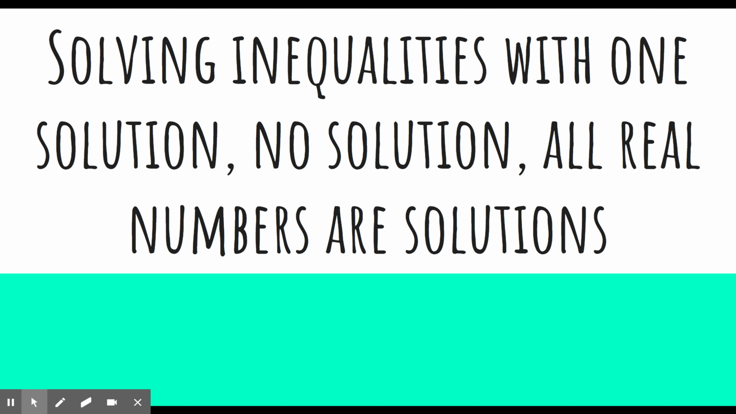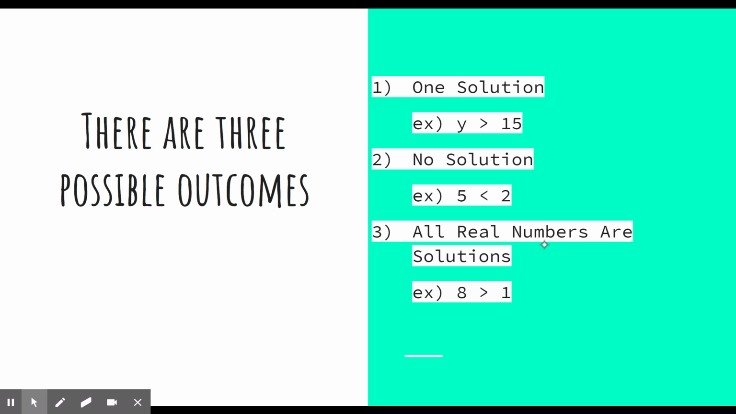All right, we're going to go through solving inequalities with one solution, no solution, and all real numbers are solutions. So let's get started. There are three possible outcomes. The first one is one solution. That's when you get something like y is greater than 15. Basically, when it's one solution, your answer includes the variable.